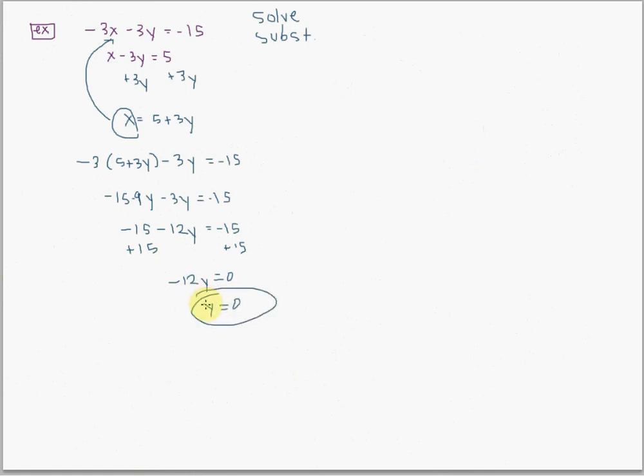Now, once you have your y value, you can substitute that back into either equation to find what the x is. So x minus 3 times 0 equals 5, which is x minus 0 equals 5, so x equals 5. So the solution then would be the coordinate point 5, 0. Remember, your x comes first and then your y. So this means on the coordinate plane at the point 5, 0, these two equations cross each other's paths.